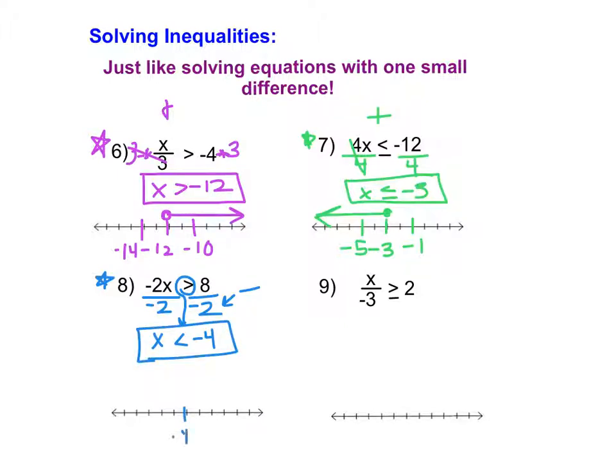So we have -4, -2, -6. We have an open circle, and we go less than.